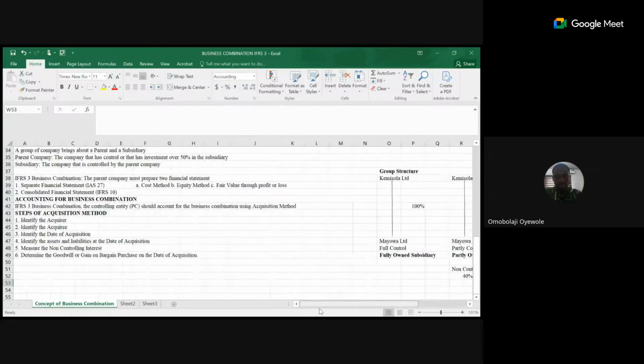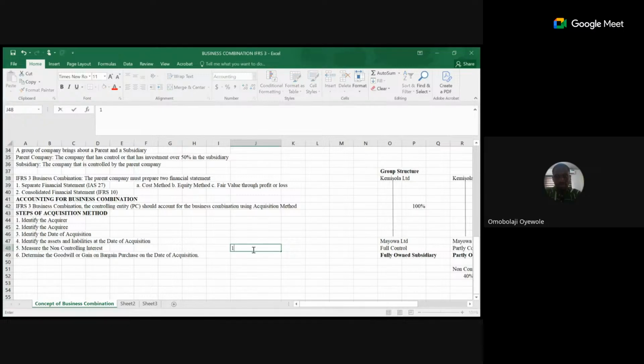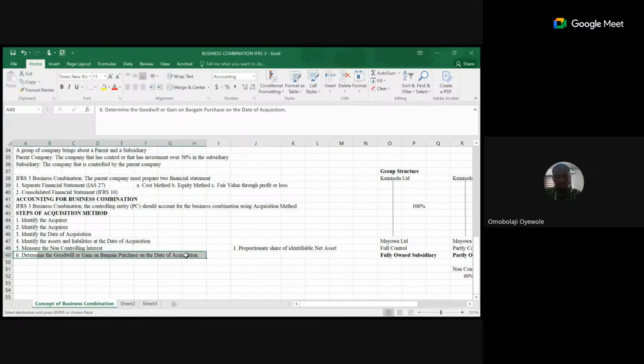If you look at step number 4, what does it say? Measure the non-controlling interest. According to the business combination standard, non-controlling interest can be measured using two methods. Method one is the proportionate share of identifiable net assets.